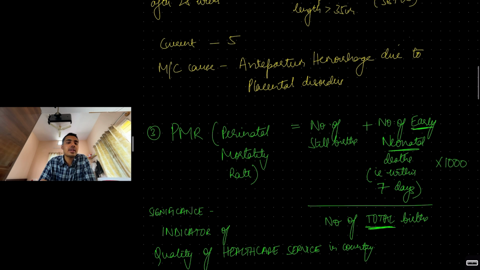What is the current stillbirth rate? It is about 5. The most common cause of stillbirths in our country is placental disorders like placenta previa and abruptio placenta, leading to antepartum hemorrhage. So this is regarding stillbirth rate.